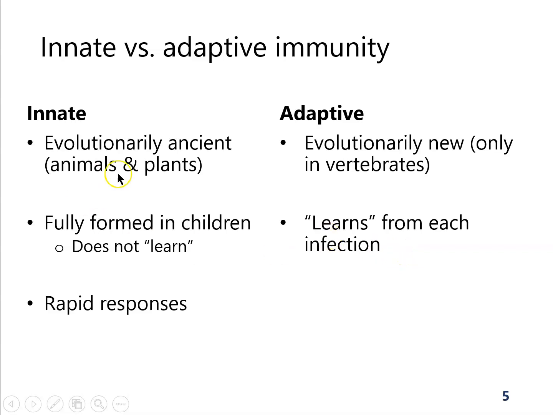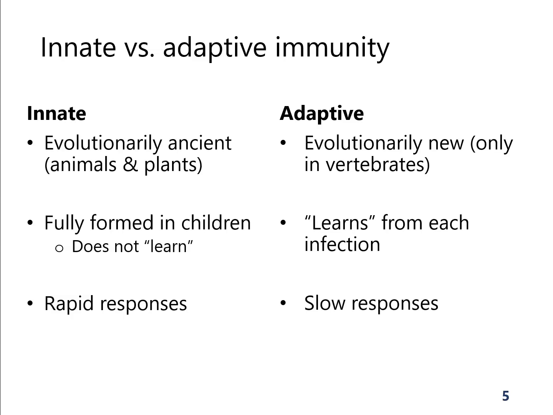Innate immune responses are, in some cases, instantaneous, like skin is always there. Macrophages and neutrophils will reach a site of infection in a few minutes, whereas the adaptive immunity is slow. It might take several days to get a meaningful adaptive immune response.